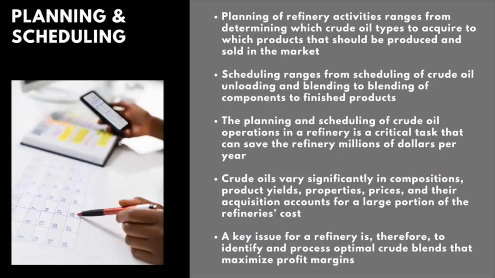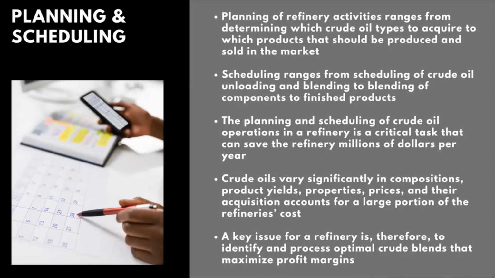Now let's try to understand in depth the key functions which we are planning to cover today, that is planning, scheduling and blending. Planning of refinery activities ranges from determining which crude oil types to acquire to which products should be produced and sold in the market. That is what crude to buy and what kind of products to produce and sell. Scheduling ranges from scheduling of crude oil unloading and blending to blending of components into finished products. That means the blending involves crude oil blending as well as product blending.